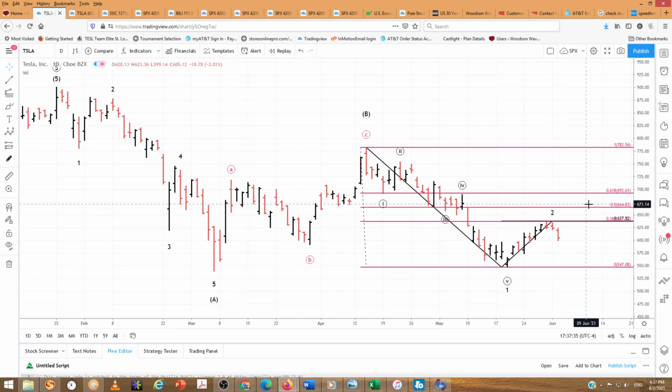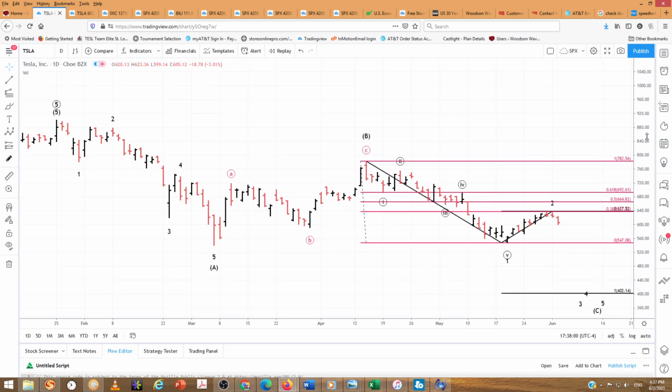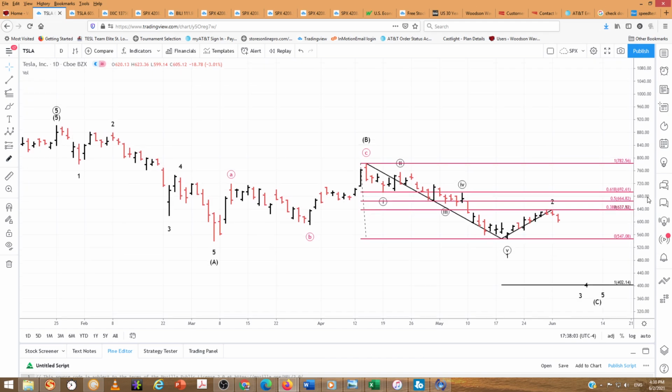It could possibly go higher to the 500 retracement level at 664, and the 618 is 692. However, this looks like it's breaking down. We're going to look at that in a minute. But you can see here, I think our long-standing target where wave C equals B is at 415. Well, we'll get into it now.